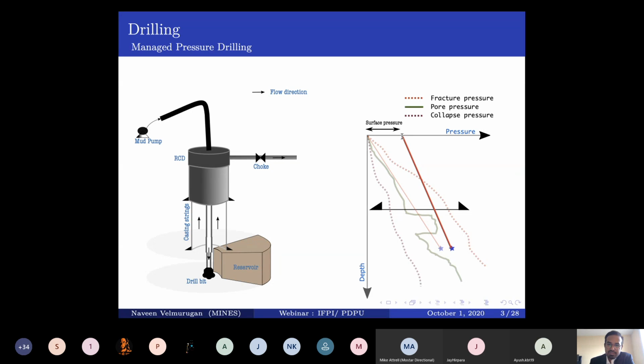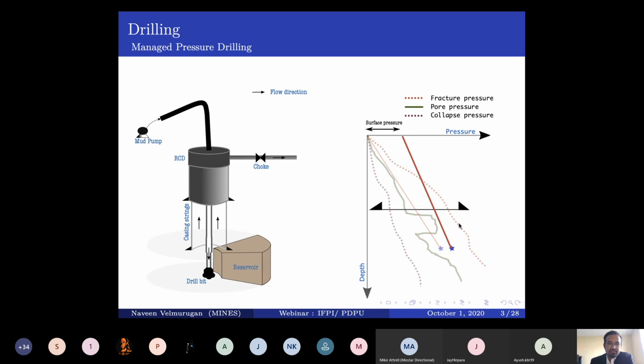What it does is, for the same density of mud, when you have additional surface pressure, it just gives a different pressure gradient, and you can successfully isolate this overburden section. Now you have controlled your influx. So this is very crucial.